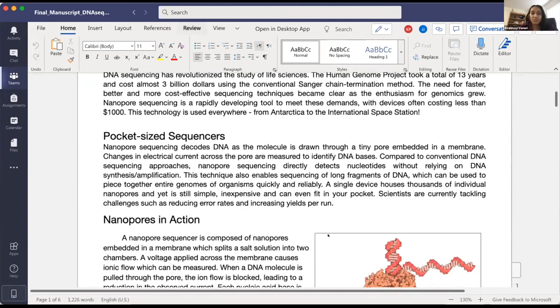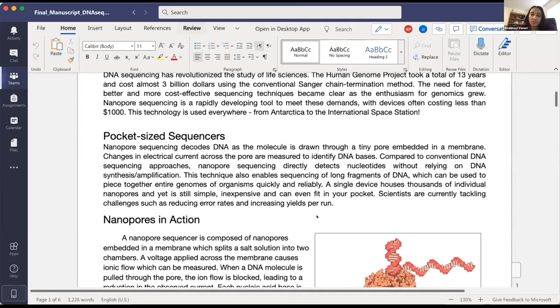So the next paragraph, we talk about how they're pocket-sized sequencers. Nanopore sequencing decodes DNA as the molecule is drawn through a tiny pore embedded in a membrane. Changes in electrical current across the pore are measured to identify DNA bases. Compared to conventional DNA sequencing approaches, nanopore sequencing directly detects nucleotides without relying on DNA synthesis or amplification.